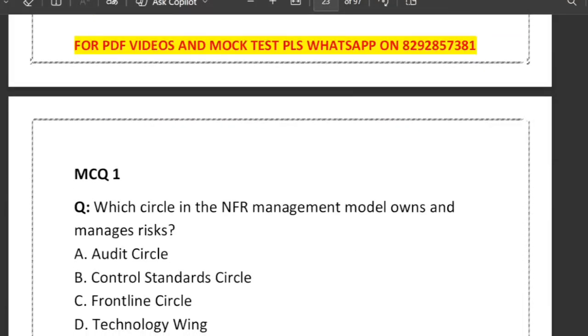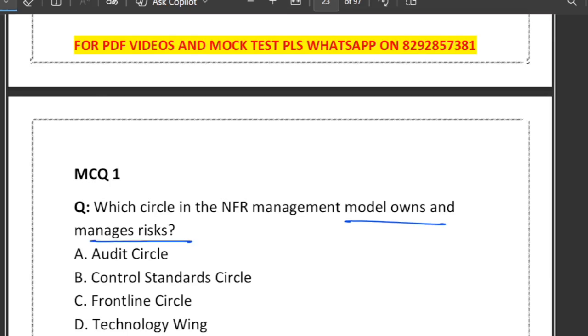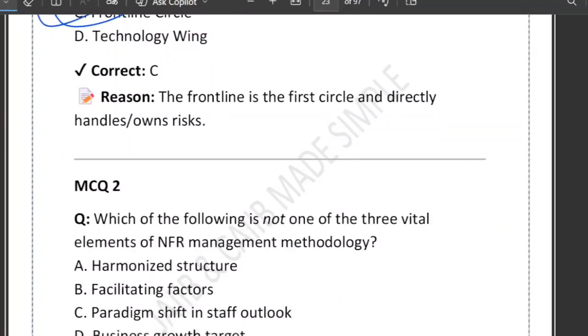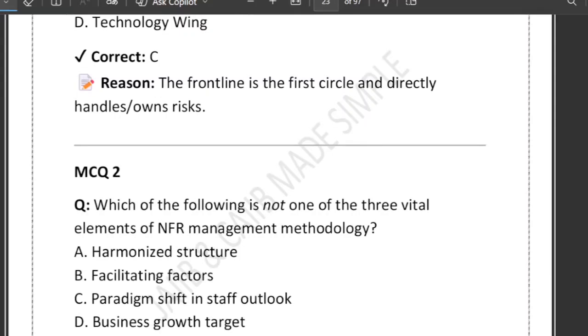Now the question is, which circle in the NFR management model owns and manages the risk? Options given: audit circle, control standard circle, front line circle, technology wing. The correct answer is front line circle, because they directly handle the customer and execute transactions, so they own the risk. Next question: which of the following is not one of the 3 vital elements of NFR management methodology? Harmonized structure, facilitating factor, paradigm shift in staff outlook, business growth target. Harmonized structure is one, facilitating factor is one, so these are the elements. Business growth target is not.